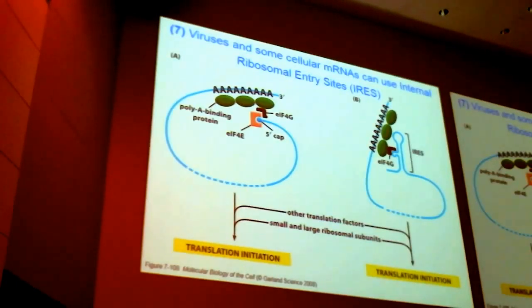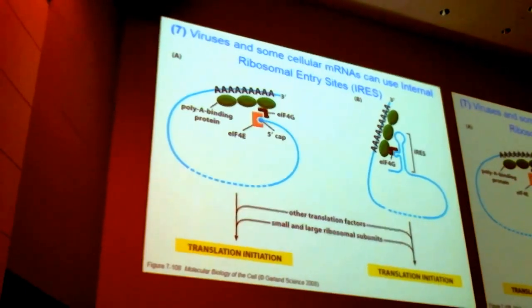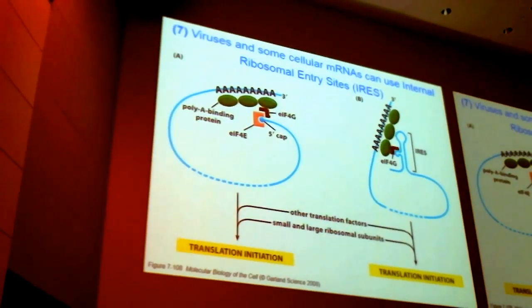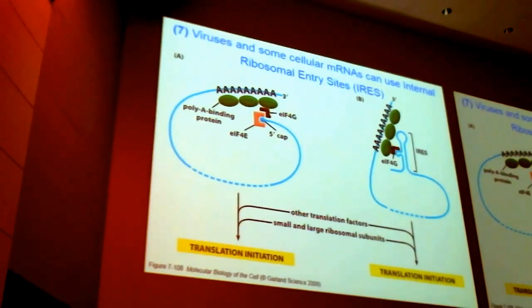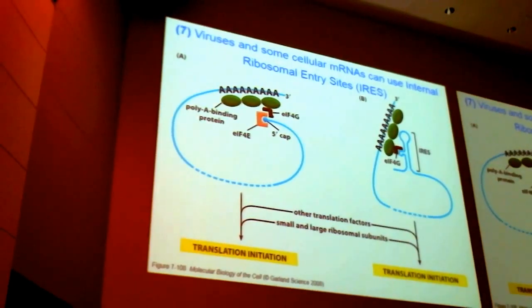So far we've seen two different ways. If you phosphorylate the EIF2, you prevent ribosomal entry. If you mimic the circularized RNA, you trick the ribosome into entry. And that's what viruses do to translate their protein.